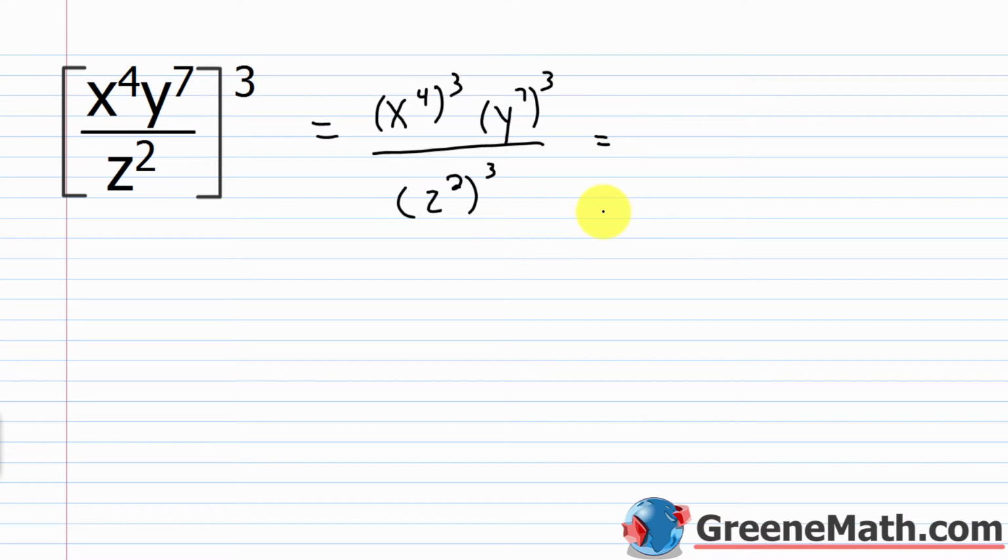So the power to power rule tells us we keep the base the same, multiply the exponents. So x to the 4th raised to the 3rd power, keep x the same, multiply the exponents. 4 times 3 is 12. Y to the 7th power raised to the 3rd power, keep the base y the same, multiply the exponents. 7 times 3 is 21. Then over z squared raised to the third power, z stays the same, multiply exponents. 2 times 3 is 6. So you get x to the 12th, y to the 21st, over z to the 6th.